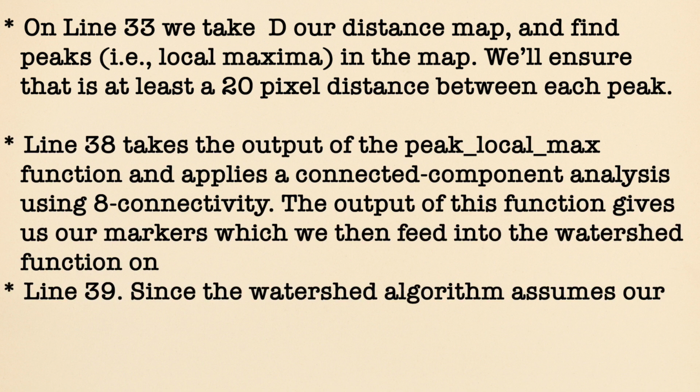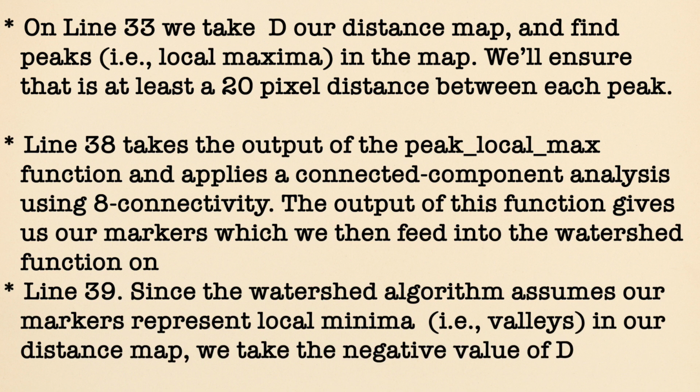On line 33, we take D, our distance map, and find peak local maxima in the map. We will ensure that there is at least a 20 pixel distance between each peak. Line 38 takes the output of the peak local maximum function and applies a connected component analysis using 8-connectivity. The output of this function gives us our markers, which will then feed into the watershed function.